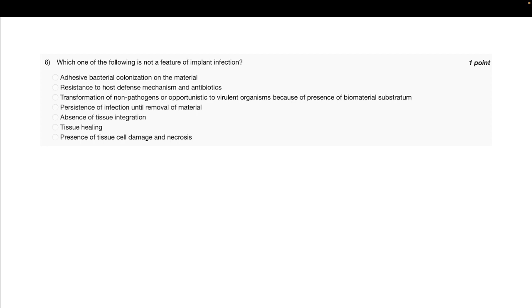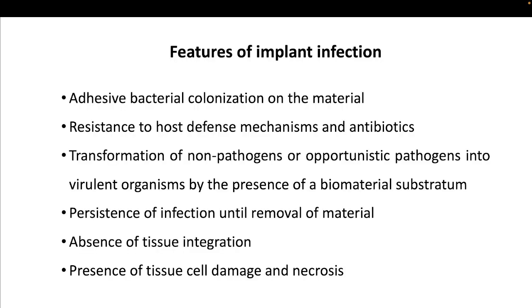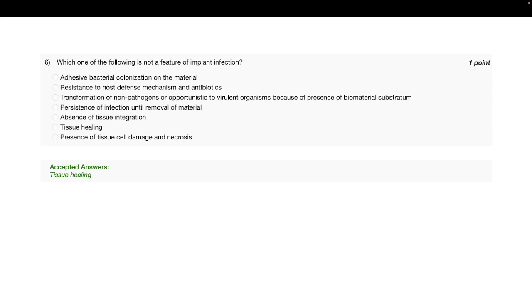Next question was, which one of the following is not a feature of implant infection? And it was tissue healing, because everything else is actually a feature of implant infection. Because of the presence of bacteria, the presence of biofilm on the implant, it will not let your tissue to be integrated, and it will actually cause more tissue damage and necrosis. So the right answer here was tissue healing, which is not a feature of implant infection.